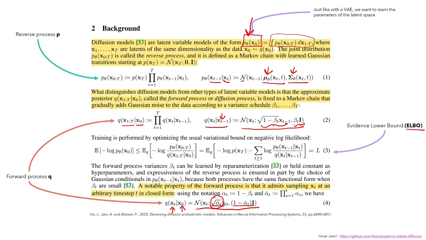And if we maximize the lower bound, it will also maximize the likelihood. So let me give you a parallel example on what it means to maximize the lower bound.